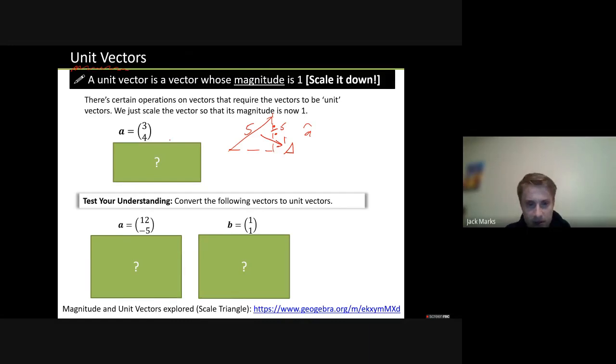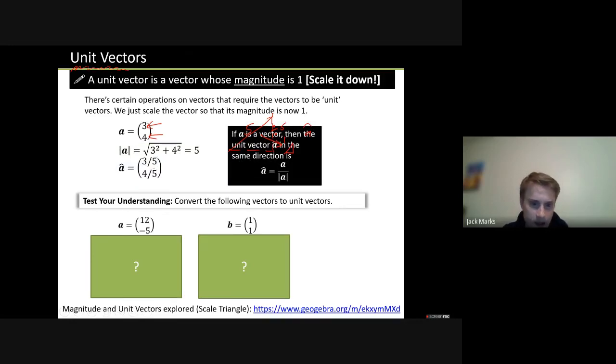So we're going to divide both the I and the J aspect, the x and the y, the top and the bottom. We're going to divide them both by 5. So the unit vector for A, shown by this hat symbol here, is 3/5 and 4/5. And if you're so inclined, if you perform Pythagoras on these, you will get an answer of 1. The shortcut, though, as it says over here, is take the vector and just divide it by the magnitude.